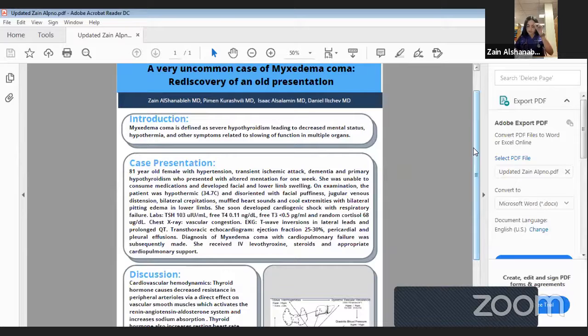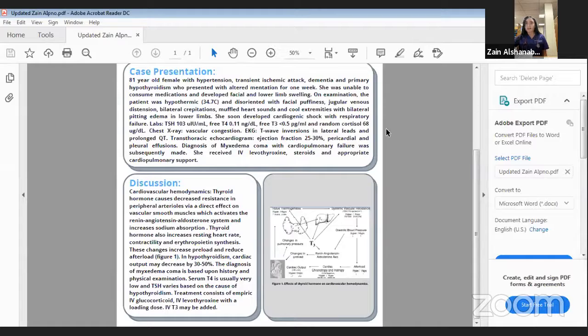I'm going to discuss briefly the cardiovascular hemodynamics of thyroid hormones. Thyroid hormone causes decreased resistance in the peripheral arterioles via direct smooth muscle relaxation, and this activates the RAS system, which increases sodium absorption. Thyroid hormone also increases the resting heart rate, contractility, and erythropoietin synthesis. These changes altogether cause an increase in the preload and reduced afterload, which eventually increases the cardiac output. In hypothyroidism, cardiac output may decrease by 30 to 50%, and this is how patients with myxedema coma can present with acute heart failure. Thank you.